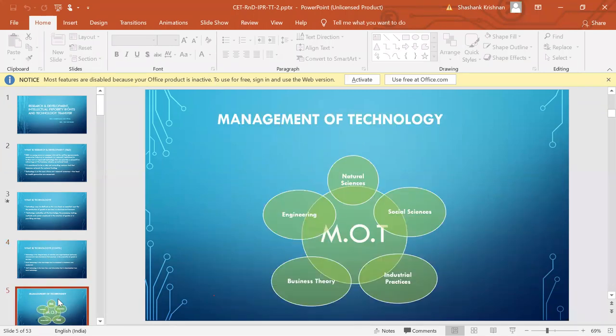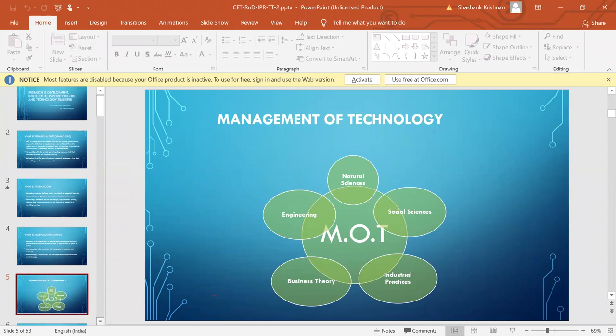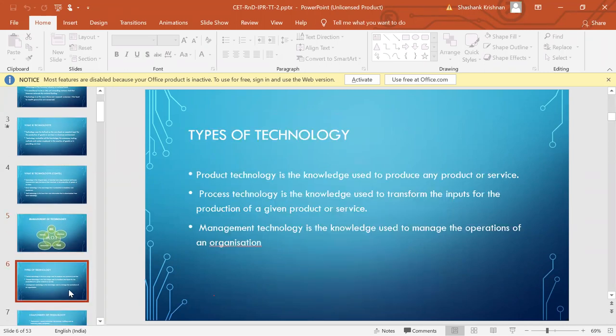Unless these technologies meet the end objectives, it cannot result in a product or process as we originally envisaged. This requires engineering. This requires the natural sciences, the physics or chemistry or whatever is underlying it. The social sciences, because unless its use or utility is properly defined, it cannot have any meaning. Just by having a theorem or computer modeling will not help us. An industrial practice, that means this should be amenable to manufacture, it should be amenable to marketing, it should be amenable to revenue generation, and it should follow certain ethics and codes that are required in business practice also. So as I mentioned, we can have technology for the purpose of a product or a service or a process. And management technology is the knowledge used to manage the operation of an organization.